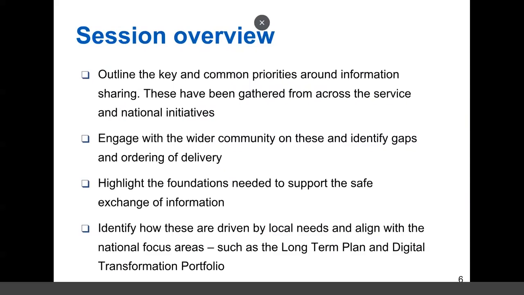So what we'll take you through is how we've tried to capture what we've heard so far from the service, be it around some of the foundations of information sharing, some of the care processes and care coordination that enables, and how, if we start focusing on a number of key areas, that will help serve both what localities are calling out immediately, and also some of the priorities around the long-term plan and the wider digital transformation portfolio. If we now move to the next slide.